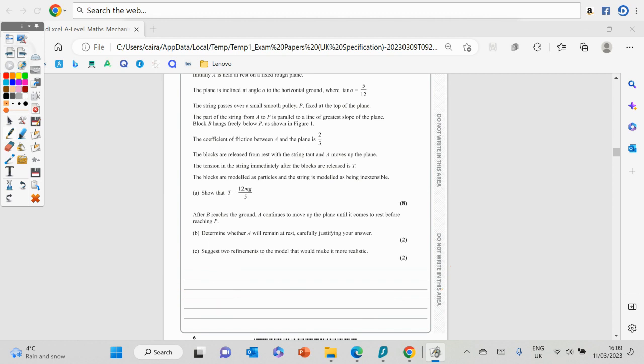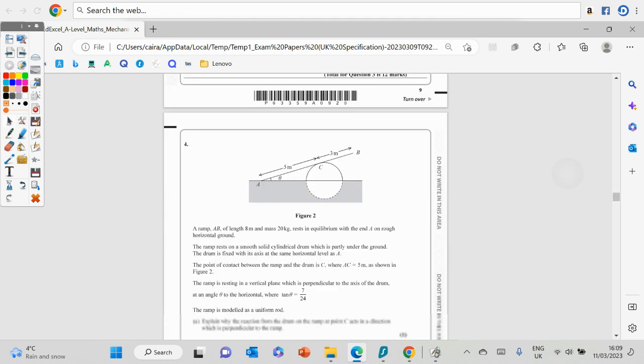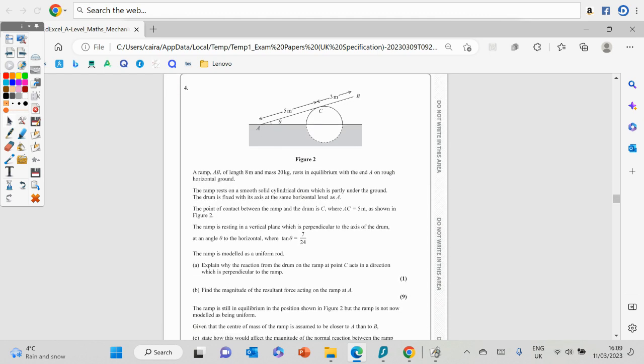Alright, let's move on to what I consider the toughest question on this paper. Let's have a read of it. Here's question 4. I remember this one coming up because no one liked it. Yeah, this will be fun.